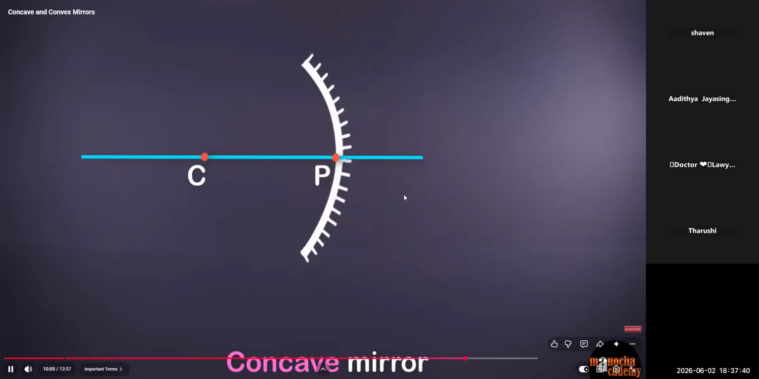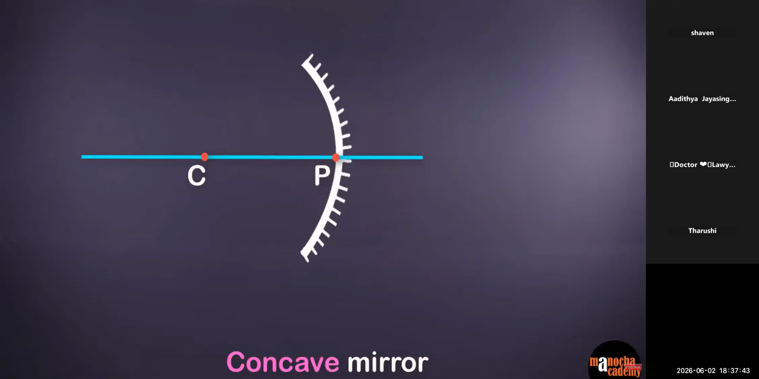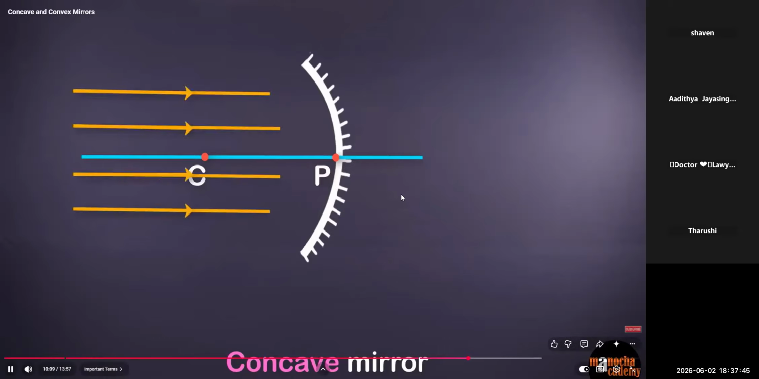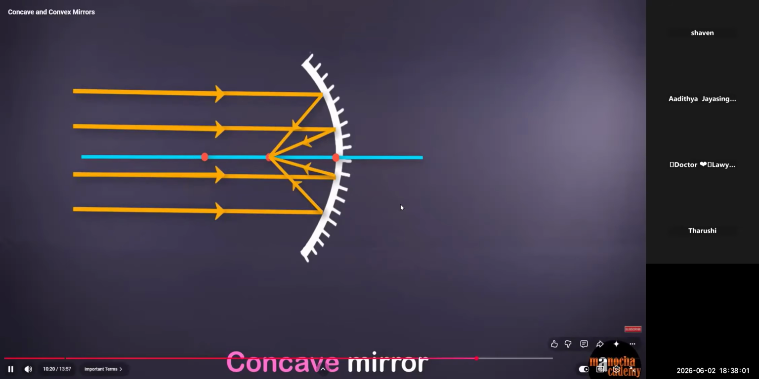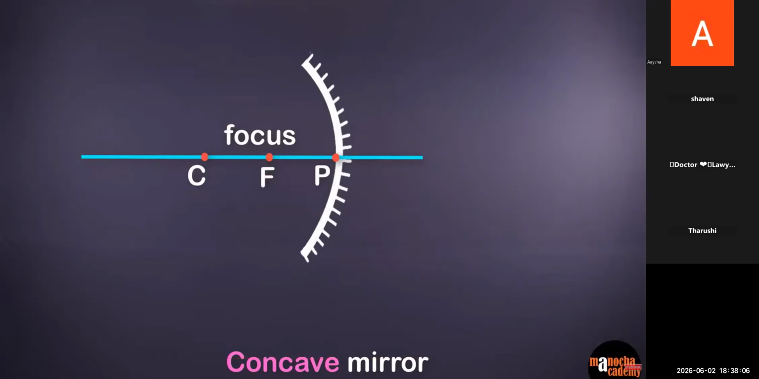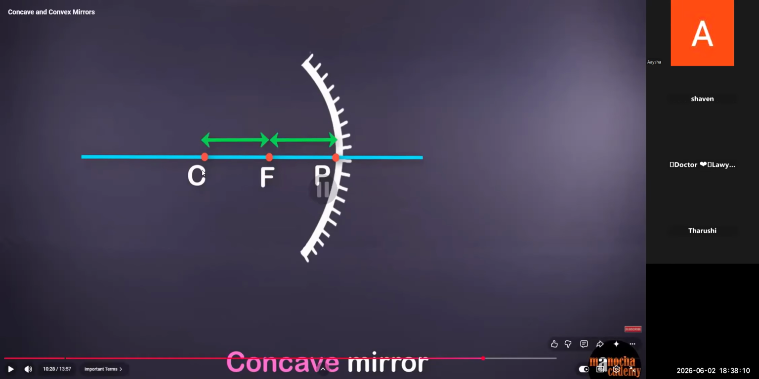Remember, the concave mirror is a converging mirror. If a beam of light that is parallel to the principal axis is incident on the concave mirror, notice how the beam is converging and diverging in both mirrors. After reflection, the rays meet at a point on the principal axis. This point is called the focus, represented by F. The focus is exactly in the center of P and C, like it's half of the radius of this sphere.